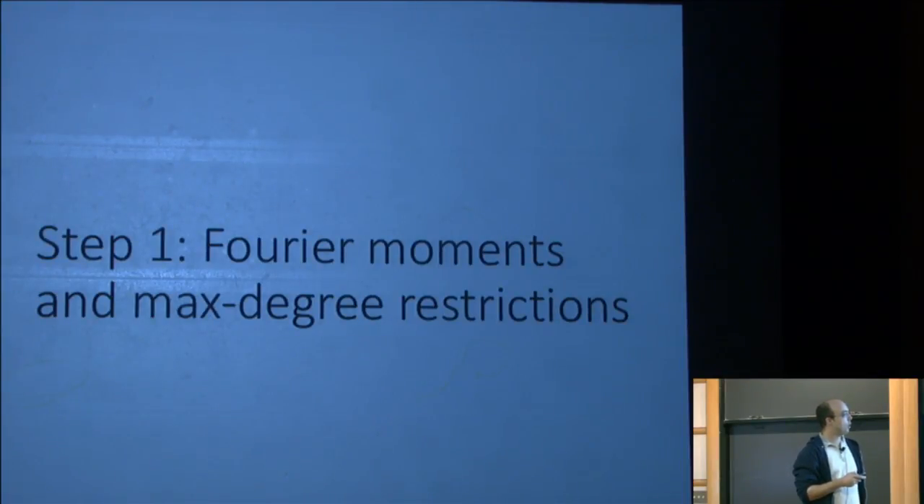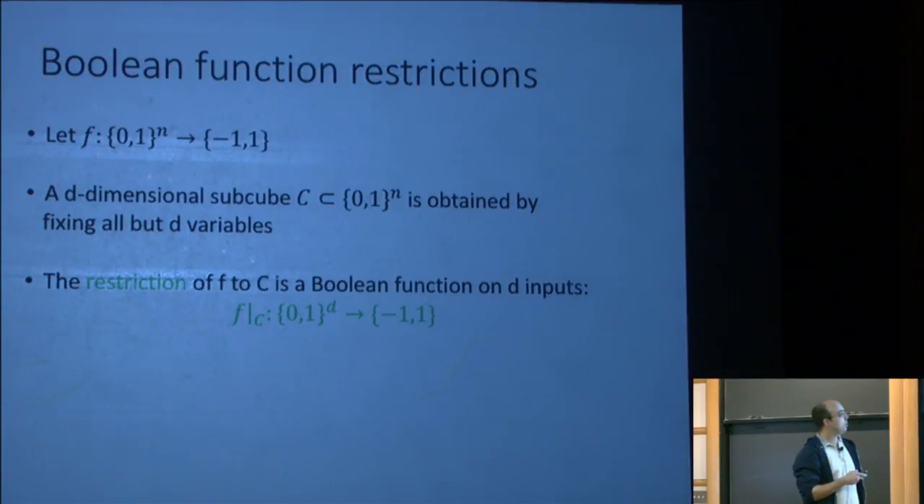Okay, so step 1, eliminating the Fourier moments and replacing them with something more combinatorial. So some definitions. A function from n bits to -1, 1. What is a d-dimensional subcube? It's just a cube that you get by taking d inputs, saying they're free, and the rest are fixed. It's just a d-dimensional subcube of the n-dimensional cube. And obviously if I take a Boolean function and restrict it to a d-dimensional cube, it just gives me a Boolean function on the d inputs I haven't fixed. Okay, it's clear.